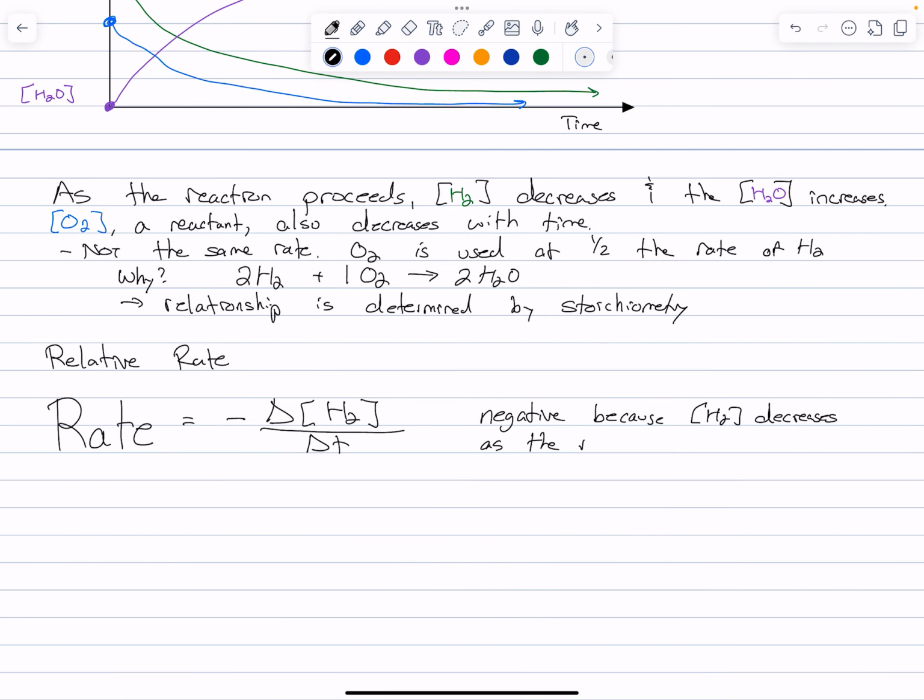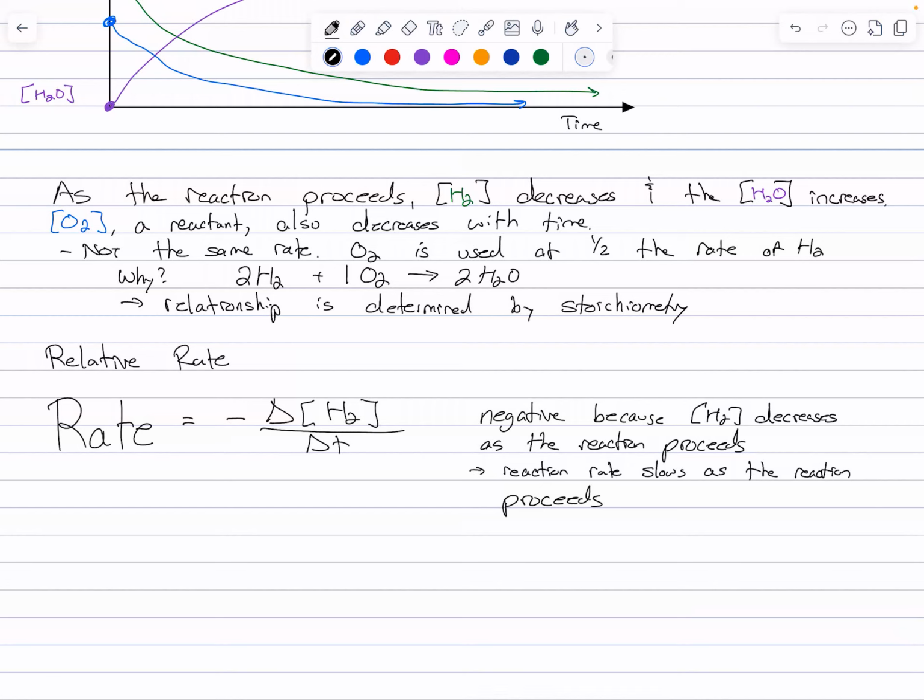As the reaction proceeds, right? Also, the reaction rate slows as the reaction proceeds. All right, so it's going to slow down.